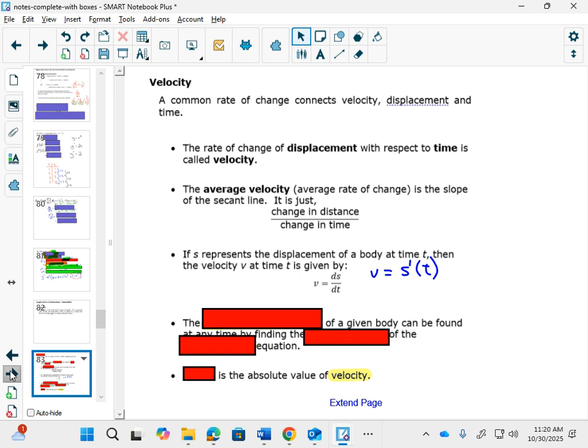Okay? The average velocity, we've done averages a lot. That's just the slope of your secant line. Which is, how far did you go? How long did it take you?